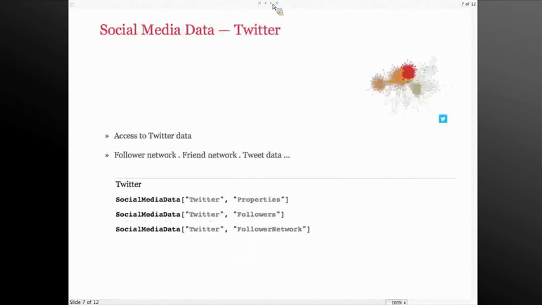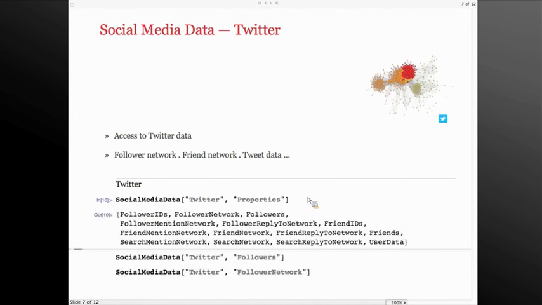Okay. So the other social media data we have, the other social site we introduce here, is Twitter. Twitter is identical to Facebook. We try to make the interface uniform and standard across our data paclets. So feel free to go and look at the collection of data we have for Twitter and look at your friend network or follower networks.